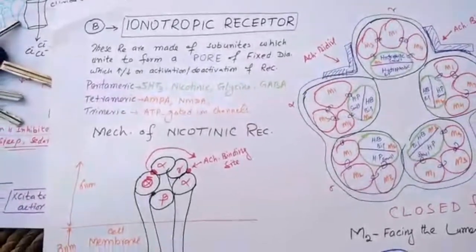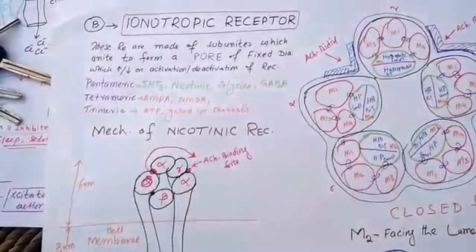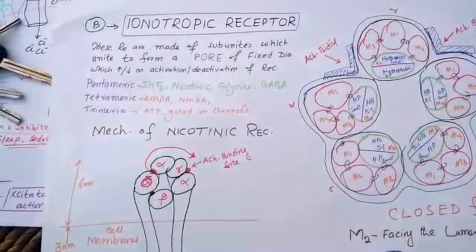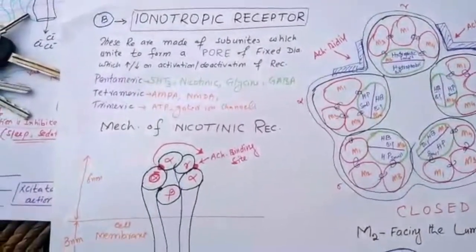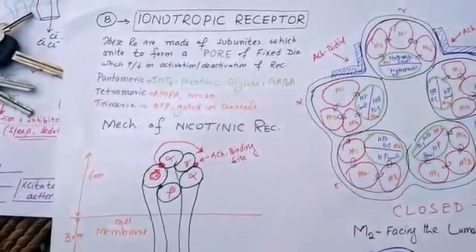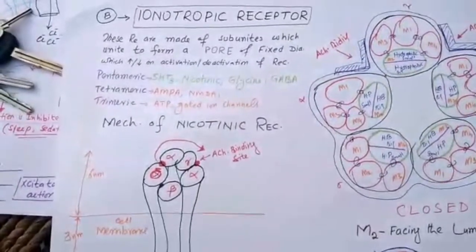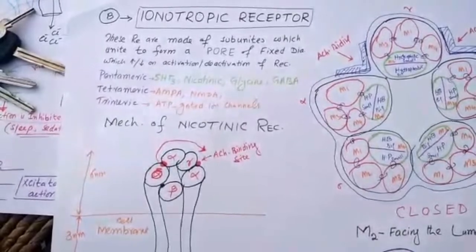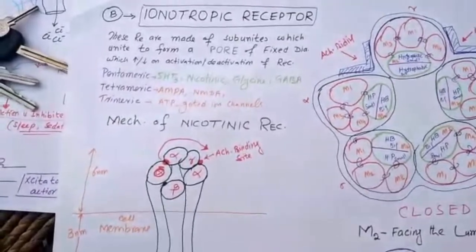Ionotropic receptors. The receptors which are present on the cell surface, they are one GPCR family. The second family is the ionotropic receptor, the ion channel receptors.